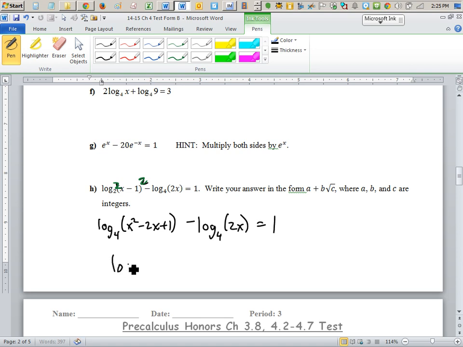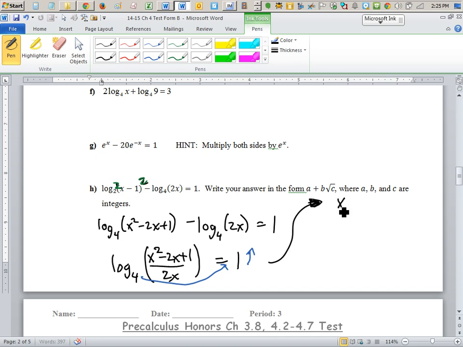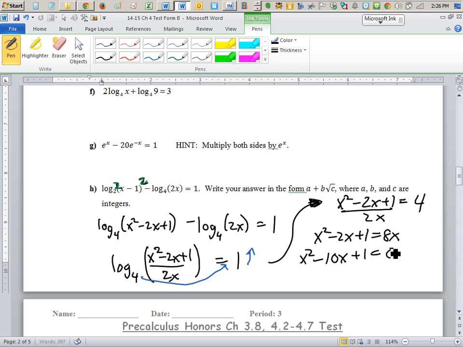And collapsing these into one log, it's a subtraction, so you end up with a fraction. So it's x squared minus 2x plus 1 over 2x, like that. And this is equal to 1. So the 4 moves over like this, and the 1 bumps up, so we get 4 to the first. So this is actually what the problem looks like. It's x squared minus 2x plus 1 over 2x equals 4. So multiplying this over, we get x squared minus 2x plus 1 equals 8x. In other words, x squared minus 10x plus 1 equals 0. And now you're ready to do CTS, completing the square.